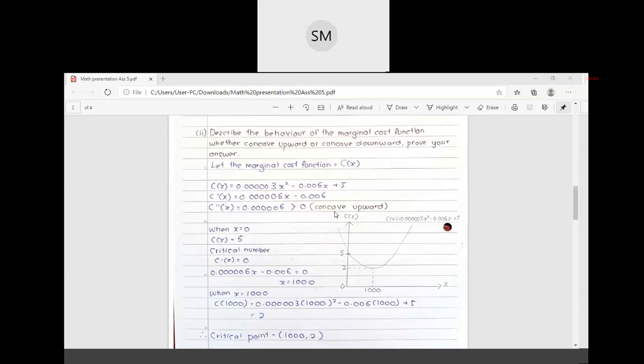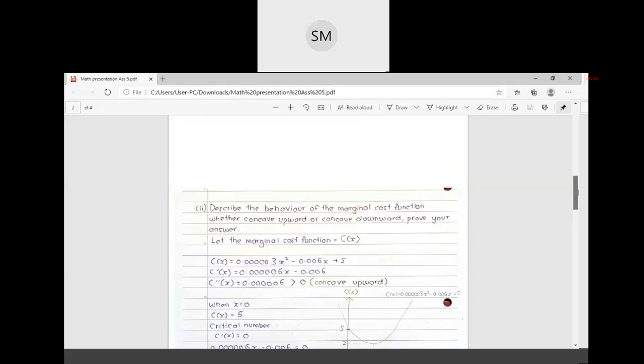Next, they ask us to describe the behavior of the marginal cost function, whether concave upward or concave downward. They ask us to prove our answer. So first we let the marginal cost function be equal to C'(x). C'(x) is given by the function here. We get C'(x) is 0.0003 x squared minus 0.006 x plus 5.